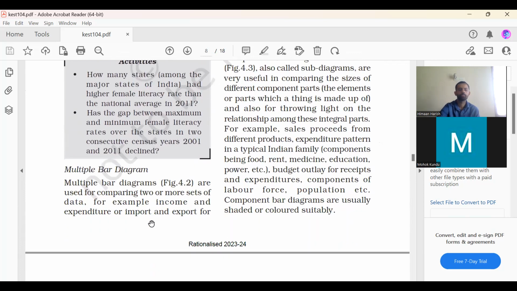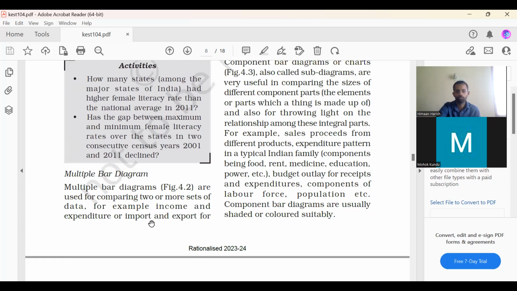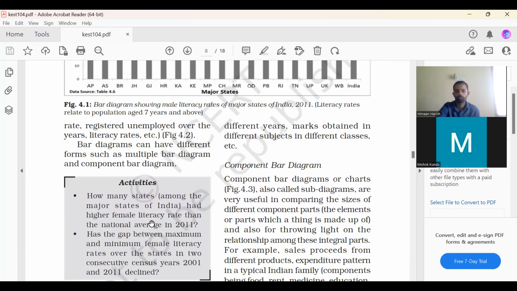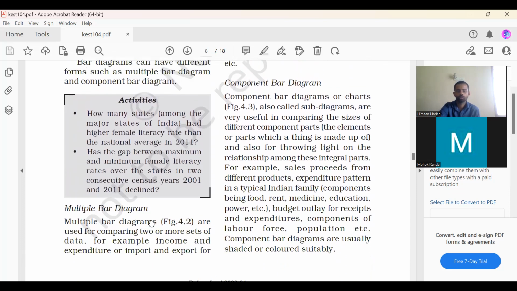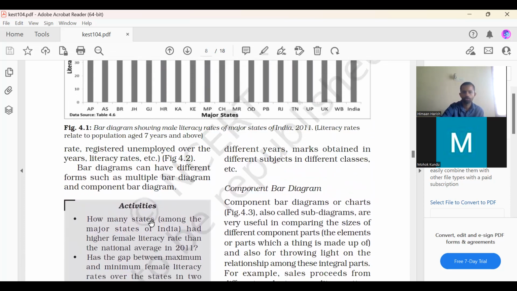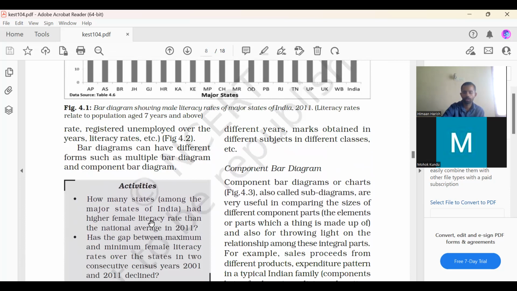Multiple bar diagrams, as in figure 4.2, are used for comparing two or more sets of data. For example, income and expenditure or import and export for different years, marks obtained in different subjects in different classes, etc. So there will be two or more bars in multiple bar diagrams. The examples are income and expenditure, export and import, or marks obtained in different subjects like science, chemistry, economics, political science, English language, or English literature in different classes.